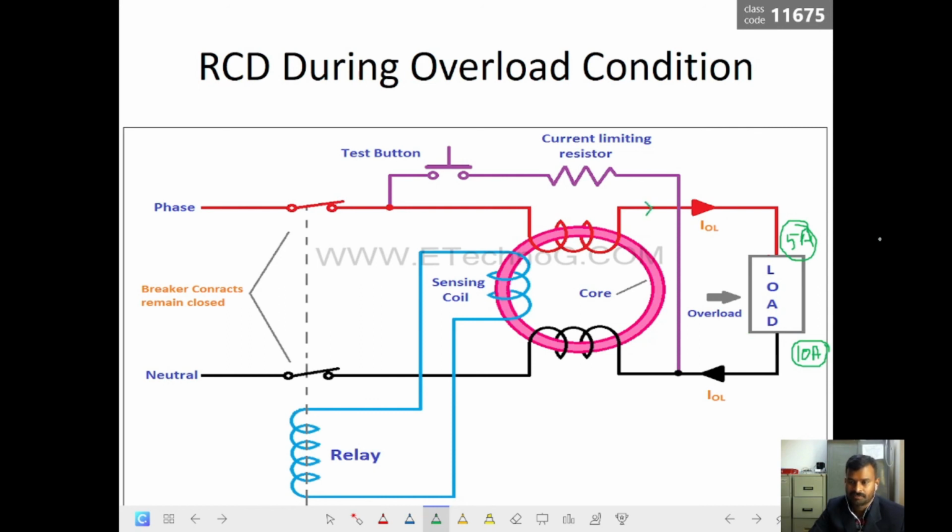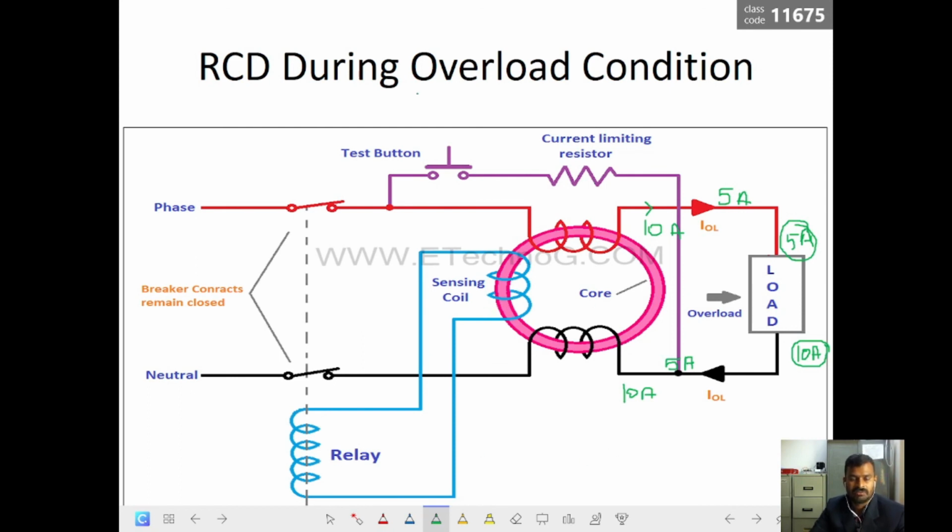In the first case, the normal condition, the line current is 5 amperes and the return current is also 5 amperes. So they nullify each other, 5 ampere minus 5 ampere, 0 amperes. So there will not be any sensing by the sensing coil, and the relay is going to be in the same condition. In the second case, during the overload, the line current is 10 ampere and similarly the neutral current is also 10 ampere. So the net result for both cases is 0, and the sensing coil is not going to sense any signal, and the relay is going to be in off condition itself.